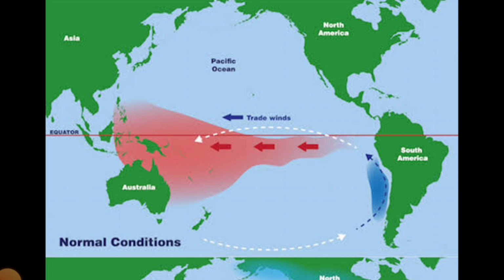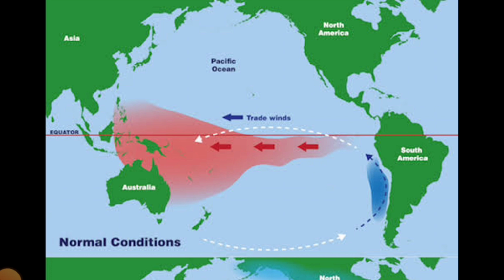As you can see in the first picture, this is the normal condition. In the normal condition, the trade wind flows from east to west, and a low pressure is created near the western Pacific Ocean, near Australia. Due to the low pressure, the air rises up and there is good rain in Australia, whereas there is a high pressure created near Peru in South America, and there is an upwelling of sea waters there.